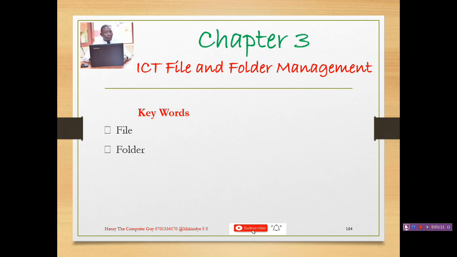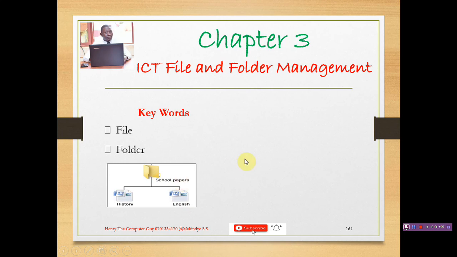A file can be a document, it can be an image, it can be an audio, it can be a video. So it is specifically a collection of data. They are giving us a diagram below here, and this item up here is a folder. Then the things they are supposed to be putting inside this box are the ones we call the files. So that means that history and English are saved in our folder called school papers. Are we together?